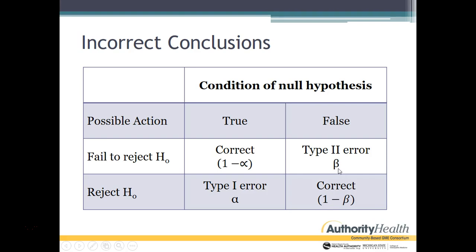Now if you come over to this side of the chart, if the null hypothesis is false, meaning your alternate hypothesis is true, and you reject the null hypothesis, meaning you accept it, that would be a correct decision, and that's your 1 minus beta. That's power, and we'll talk about power in a second. Now, however, if your null hypothesis is false, so your alternate is true, and you fail to reject the null, then that's a type 2 error, which is beta. So this is one way of looking at it.